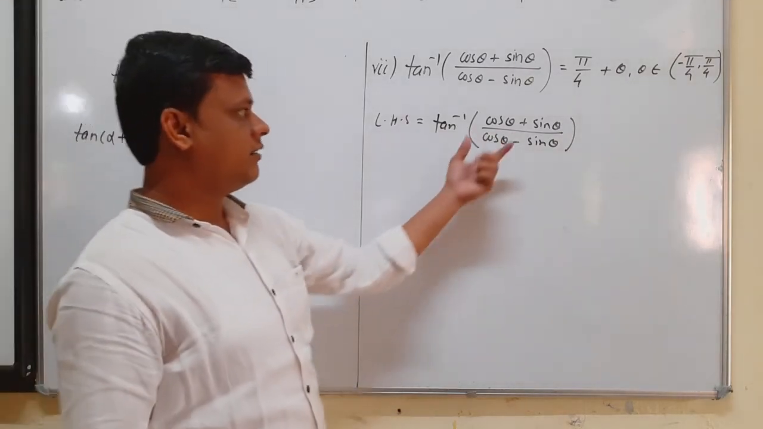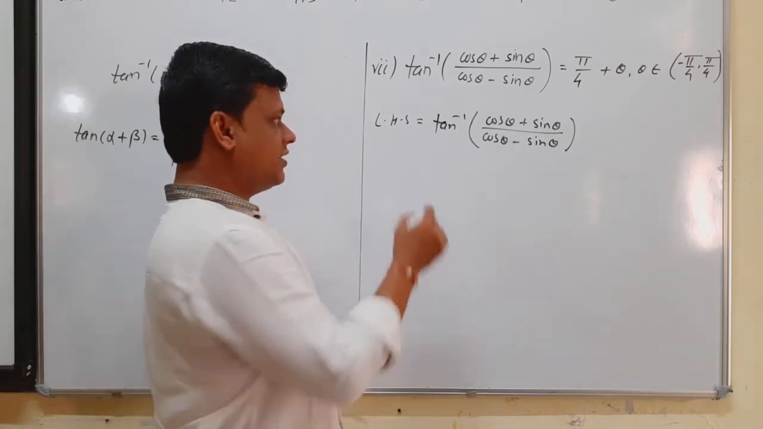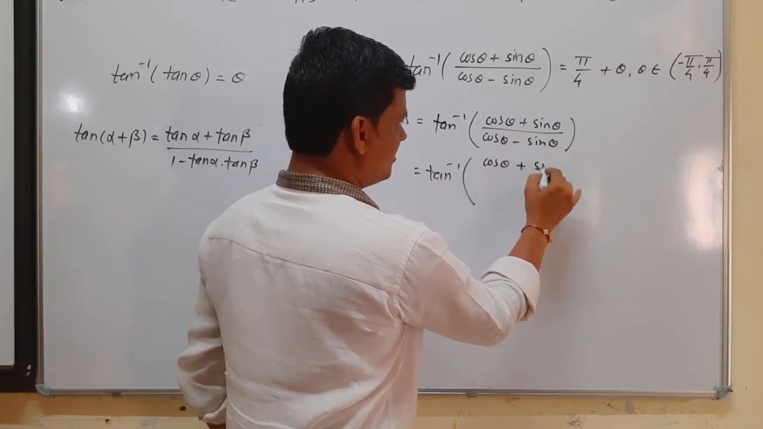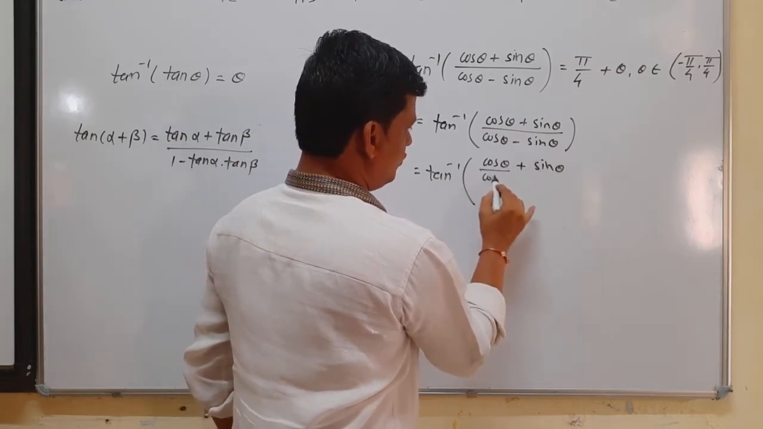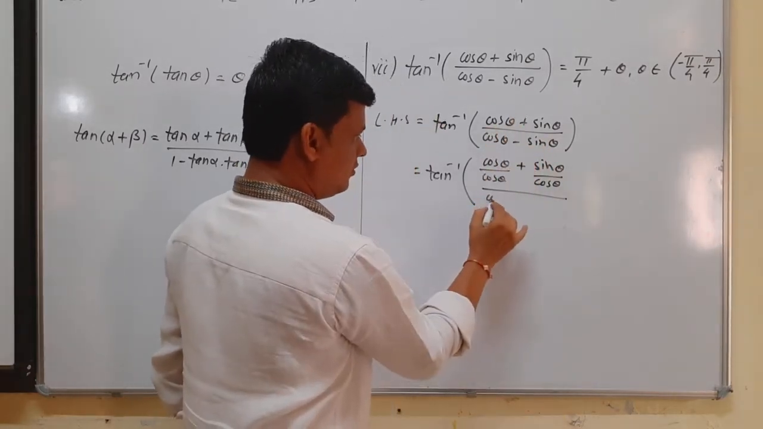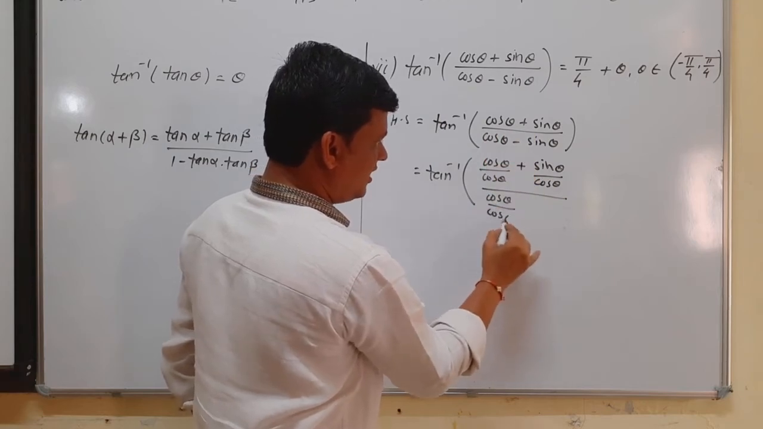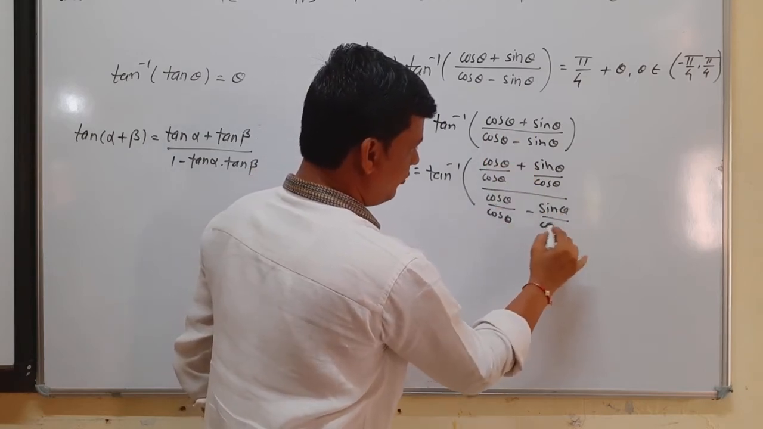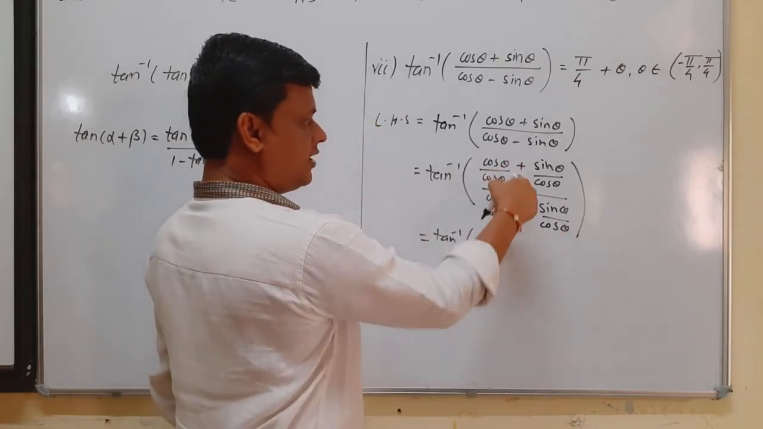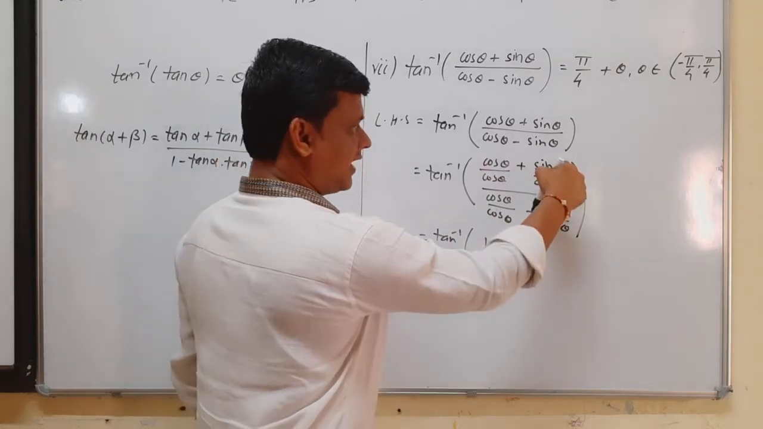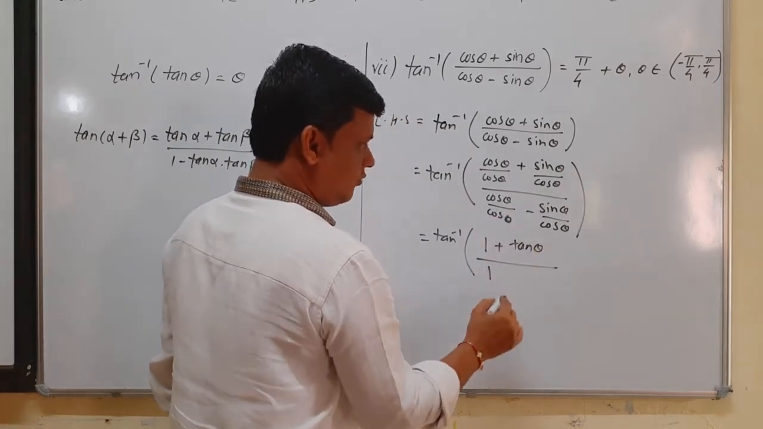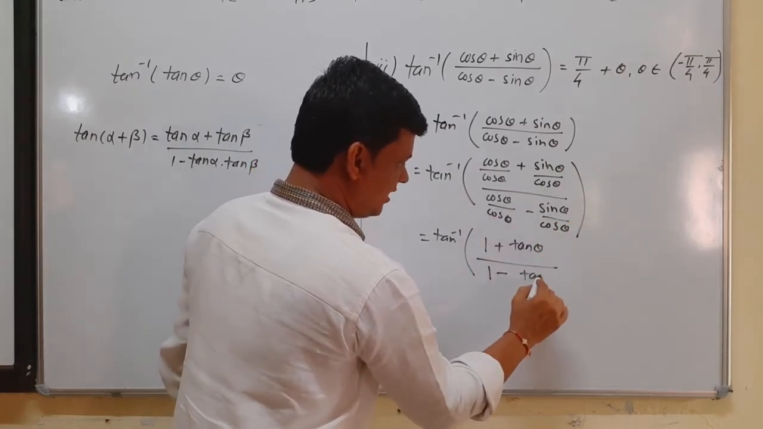Now divide numerator and denominator in the bracket by cos theta. We write this as tan inverse of cos theta plus sin theta. So we divide the first term by cos theta, the second term by cos theta. In the denominator also, cos theta upon cos theta minus sin theta upon cos theta. So here cos theta upon cos theta we write 1, plus sin theta upon cos theta we write tan theta, upon cos theta upon cos theta 1 minus sin theta upon cos theta, that is tan theta.